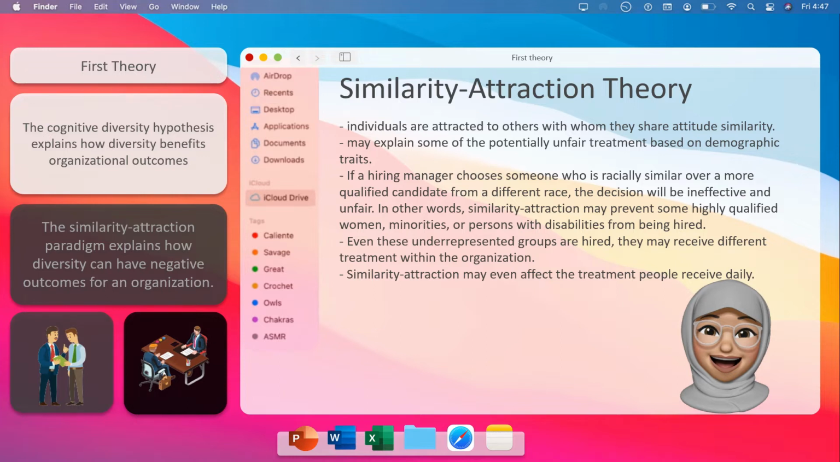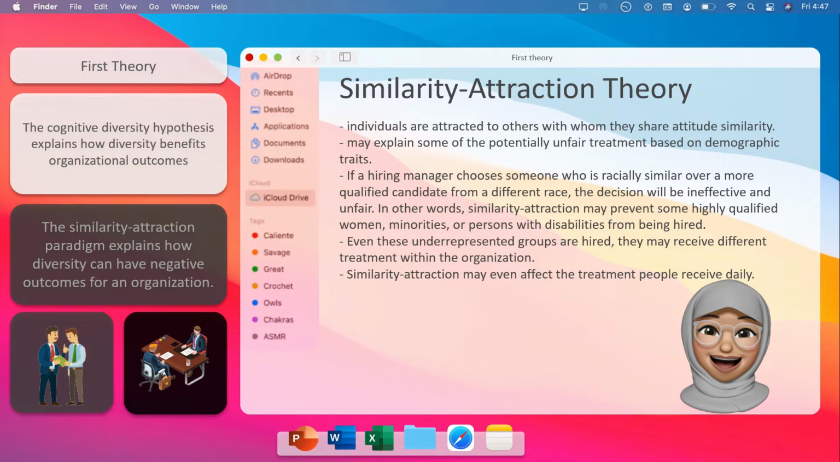This theory means that individuals are attracted to others with whom they share attitude similarity. This theory may explain some of the potentially unfair treatment based on demographic traits. For example, if a hiring manager chooses someone who is racially similar over a more qualified candidate from a different race, the decision will be ineffective and unfair. In other words, similarity attraction may prevent some highly qualified women, minorities, or persons with disabilities from being hired. Even if these underrepresented groups are hired, they may receive different treatment within the organization. Similarity attraction may even affect the treatment people receive daily.